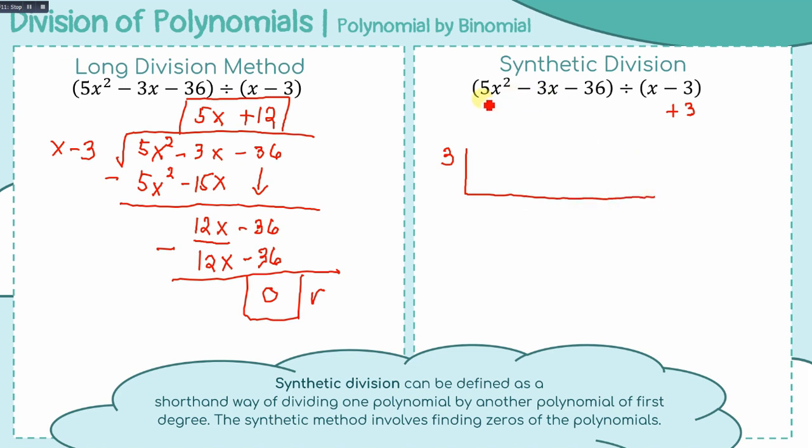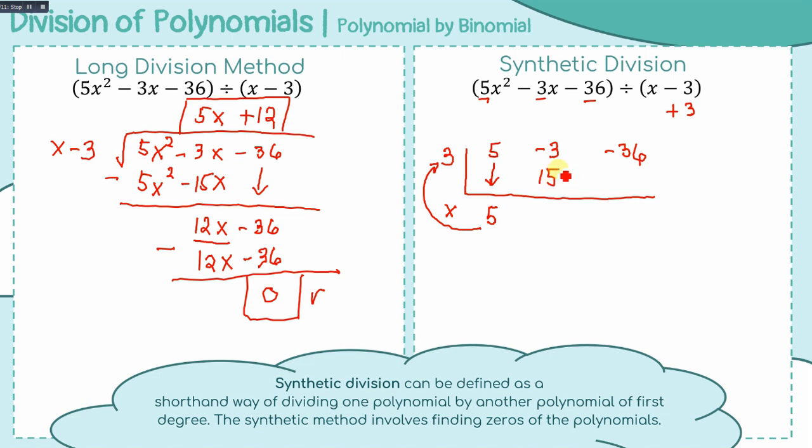The next step is to bring down 5, the first leading coefficient. After that, we multiply 5 to the divisor 3. That will be a positive 15, right? After that, the operation now becomes addition. So negative 3 plus positive 15 gives us positive 12. Remember, the operation now becomes addition.